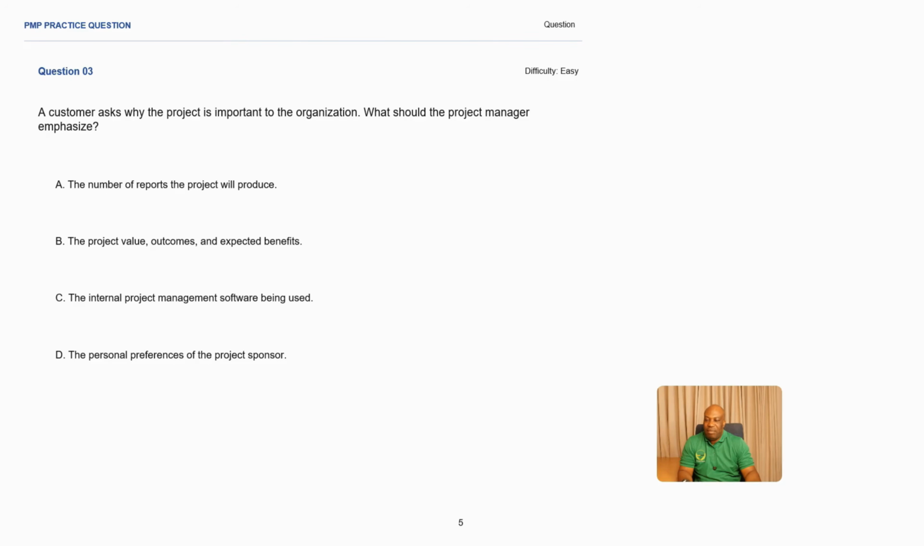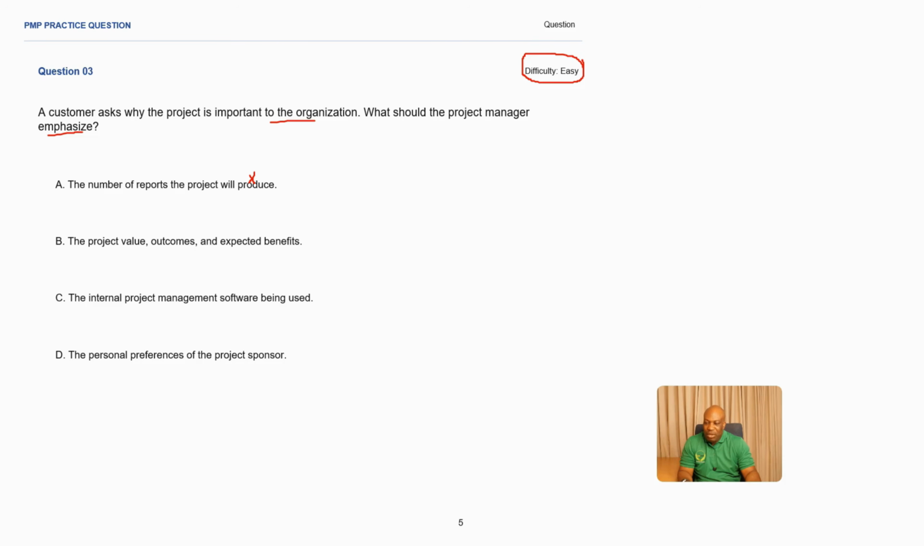Practice question number 3. A customer asks why the project is important to the organization. What should the project manager emphasize? Okay, so I consider the difficulty here to be easy. A customer is asking why the project is important to the organization. So what is the project manager supposed to emphasize? Number A, the number of sponsors, the number of reports the project will produce. I don't know how this is going to explain to the customer why the project is very important.